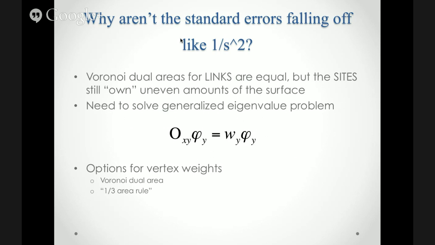Even though the Voronoi areas at each edge are nice and easy, so the action is nice and simple, there are still non-trivial Voronoi areas at each vertex, because you can still have a vertex with 3, 4, or 5 neighbors, and each of those different situations has a different Voronoi area at the site. That means that square root of g is not a constant, which means that you have to solve a generalized eigenvalue problem.